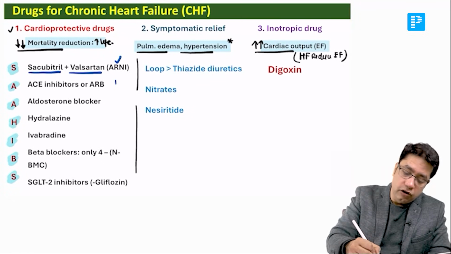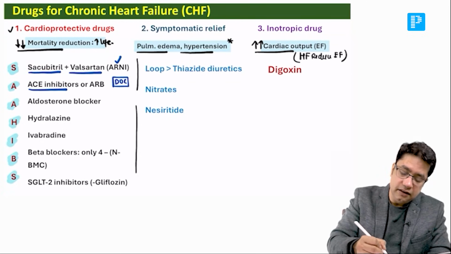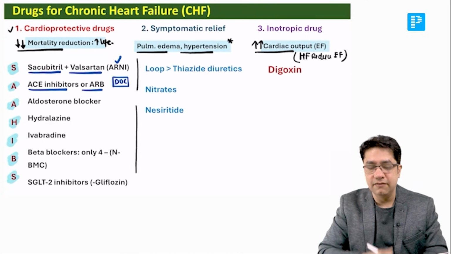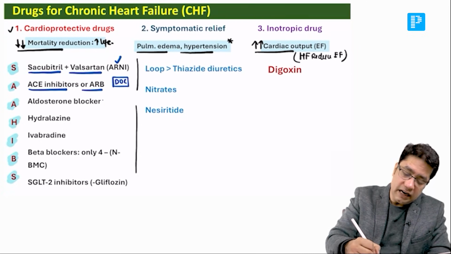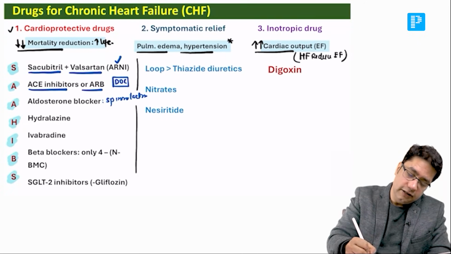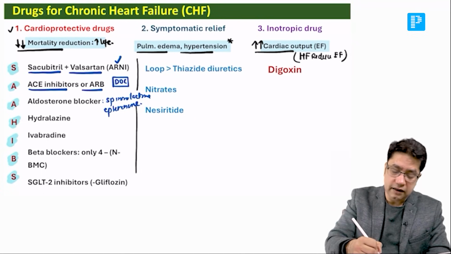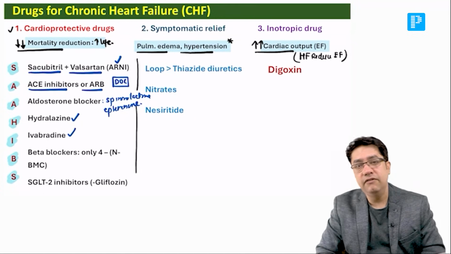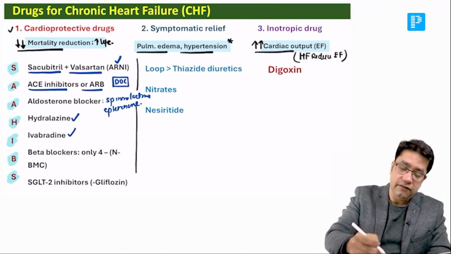The overall drug of choice, or the first drug to be started, is ACE inhibitor, the pril or sartan drugs. We can also give aldosterone blockers like spironolactone or its brother eplerenone. They have a cardioprotective effect. Hydralazine and ivabradine also have a cardioprotective effect.